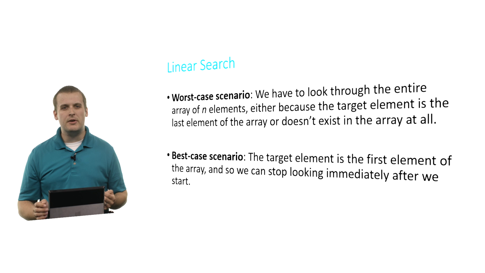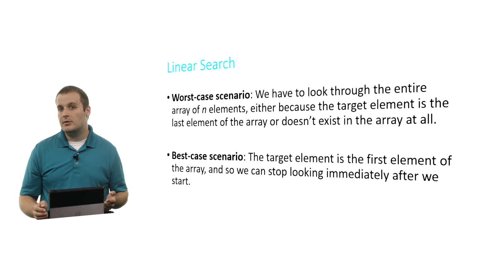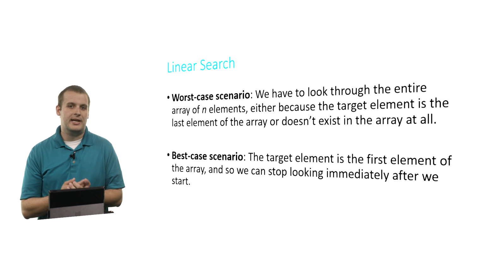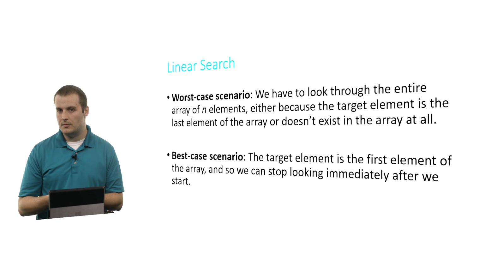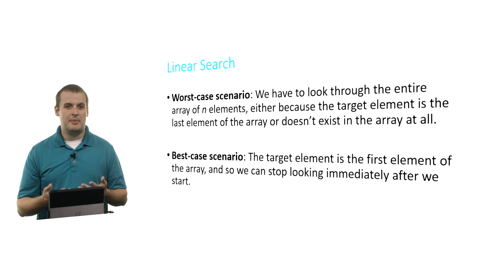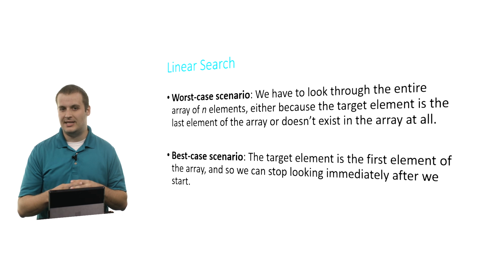So what's the worst case scenario with linear search? Well, we have to look through every single element, either because the target element is the last element of the array, or the element we're looking for doesn't actually exist in the array at all. What's the best case scenario? Well, we might find the element immediately. And how many elements do we then have to look at in the best case if we find it at the very beginning?